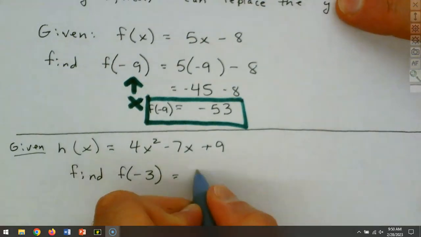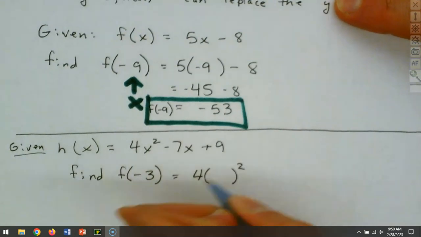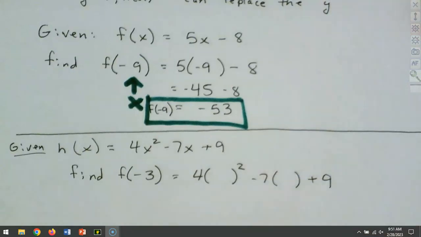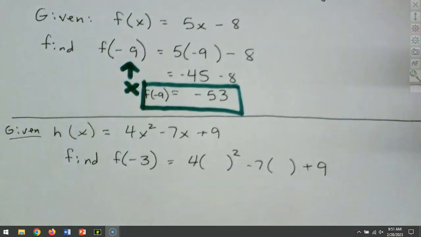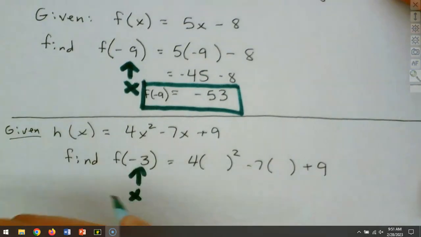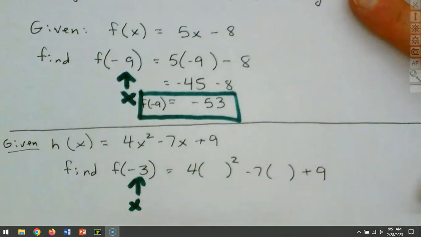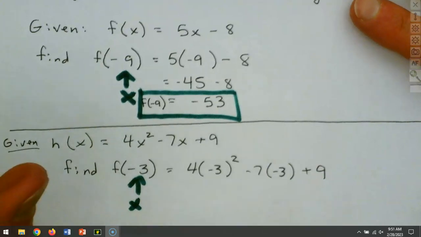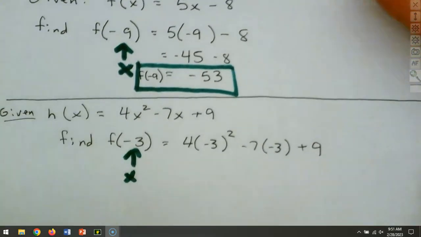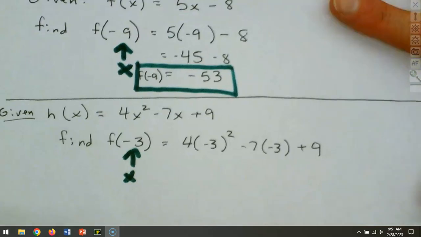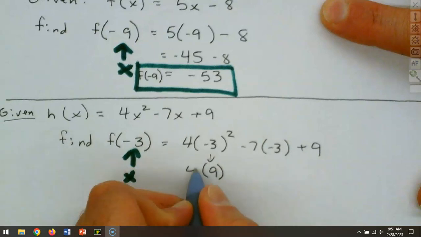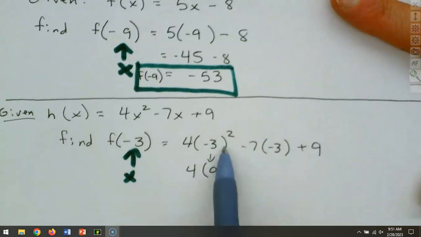So I'd like to just rewrite it with parentheses wherever there's an x. So we'll just use parentheses. And what goes inside of our parentheses? In this case, we use a negative 3. Now, we do have to be careful because when we work with these, we square. And when we square a negative, what does it become? When we square a negative, it becomes a positive 9 there, right? So that negative 3 becomes a positive 9 when you square it.